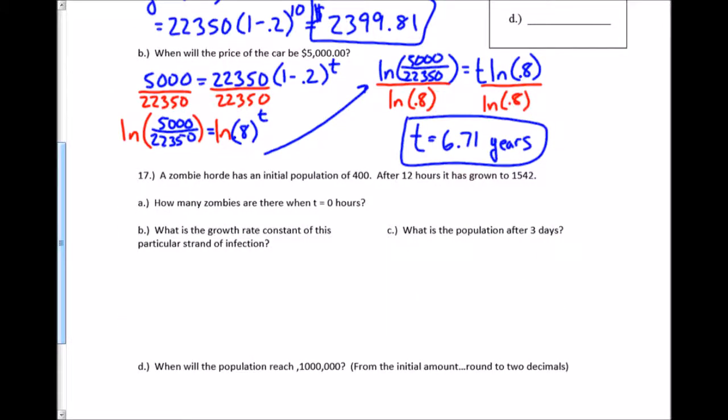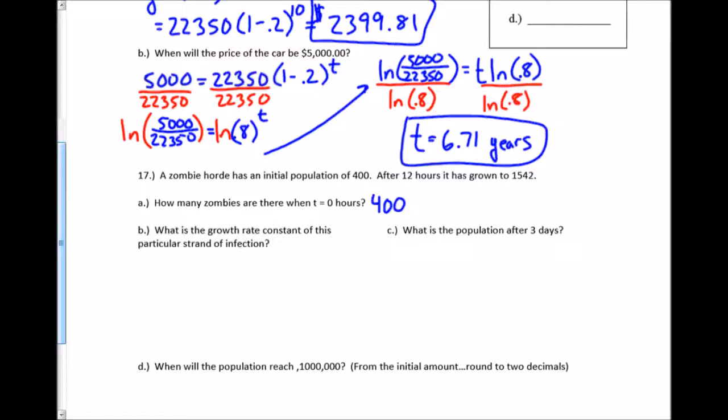Number 17, it says that we have an initial population of 400. After 12 hours, it's grown to 1,542. And we want to know what the zombie population is at time 0. When t equals 0, remember t equals 0 is just the initial amount. That's 400. So really that question is just asking us, do we understand that time equaling 0 is where we start? It's the initial amount, which is the 400.